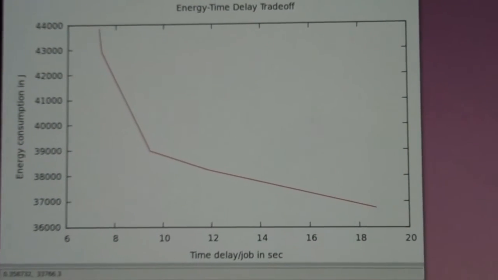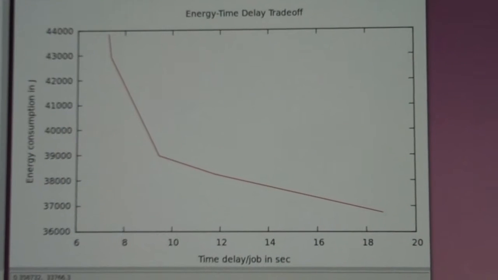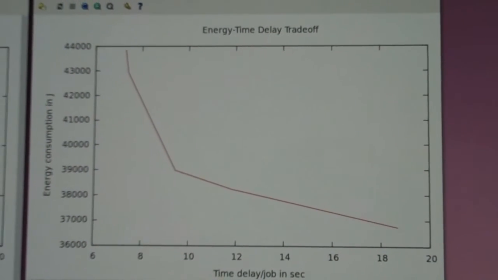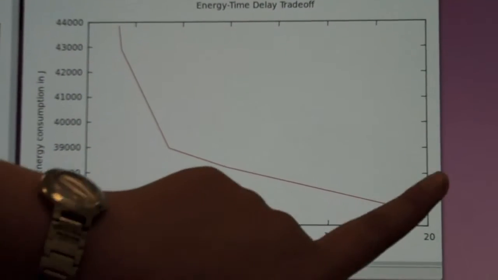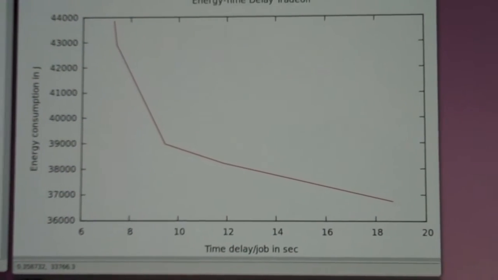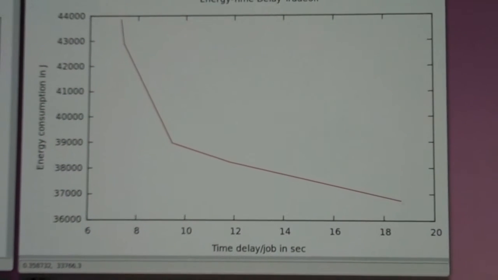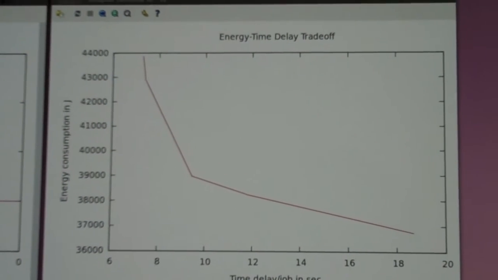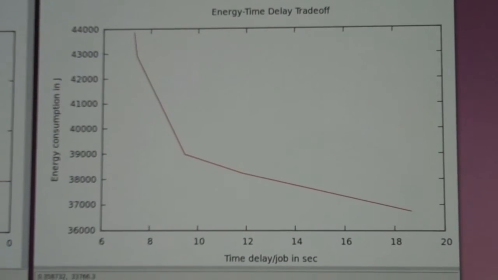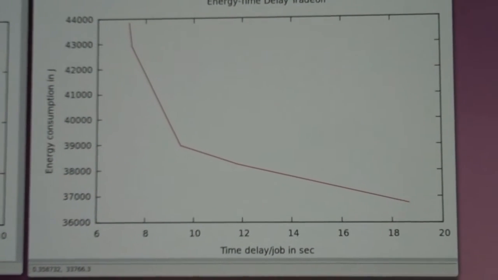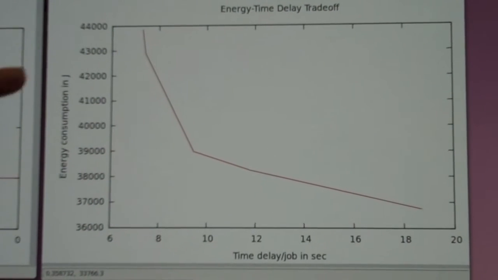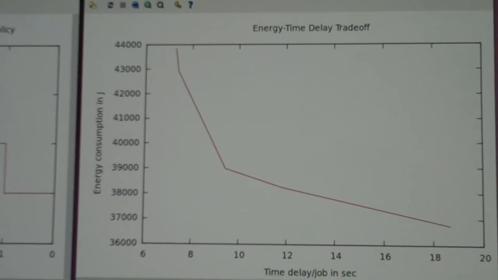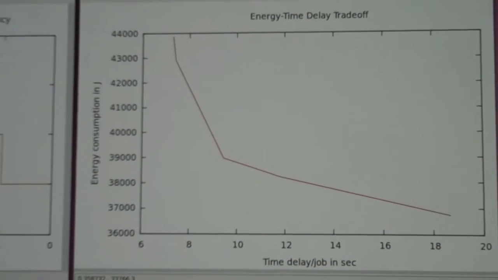So for example, if we're interested in really conserving a lot of energy, but we're not that concerned about time delay incurred by jobs waiting in the queue, we operate at this part of the graph where the time delay per job is higher and the energy consumption is actually lower. Whereas if we're really concerned with getting all our jobs done on time and not making them wait in queue for too long, we operate in this part of the curve where the energy consumption is high but the time delay incurred by each job is lower.